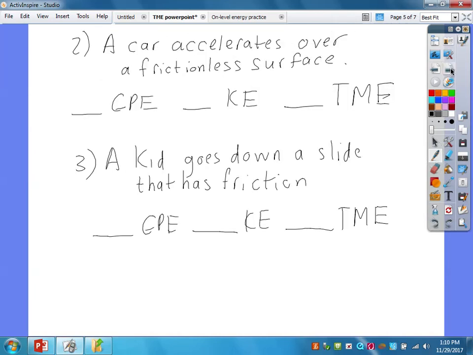Let's look at some other ones. A car accelerates over a frictionless surface. Okay, a frictionless surface.